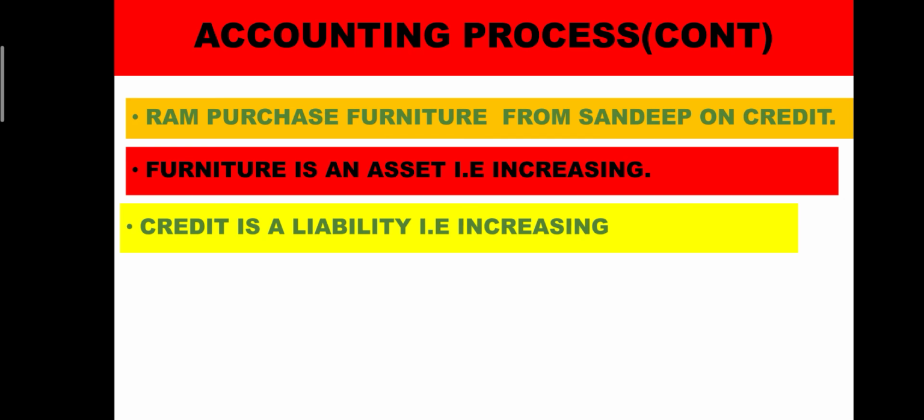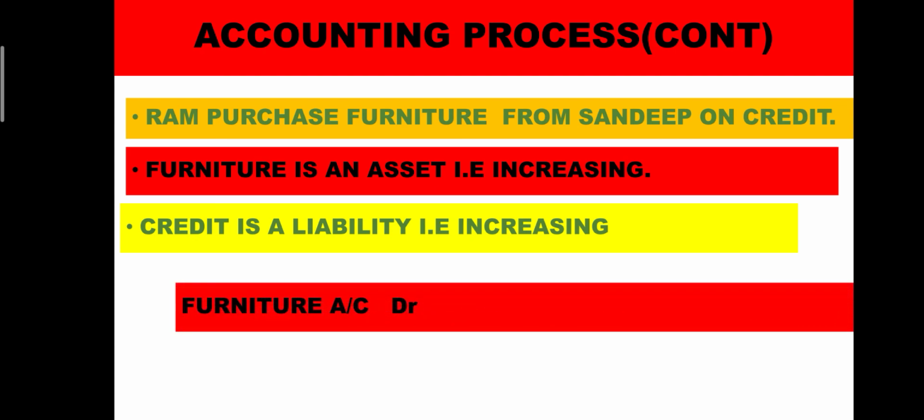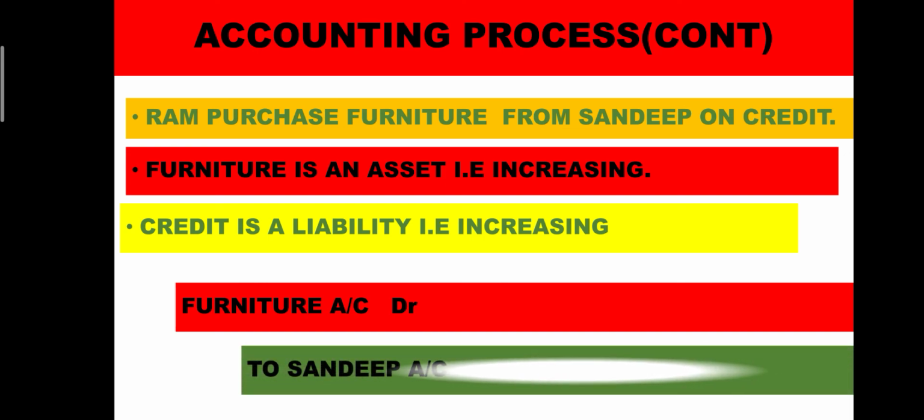So according to the modern approach, if an asset is increased, then the entry will be made on the debit side. So the furniture account will be entered on the debit side. So the entry will be furniture account debited. And as per the modern approach, if a liability increases, it will be entered on the credit side. So the entry will be made to Sandeep account on the credit side. So this is an example of the modern approach system.